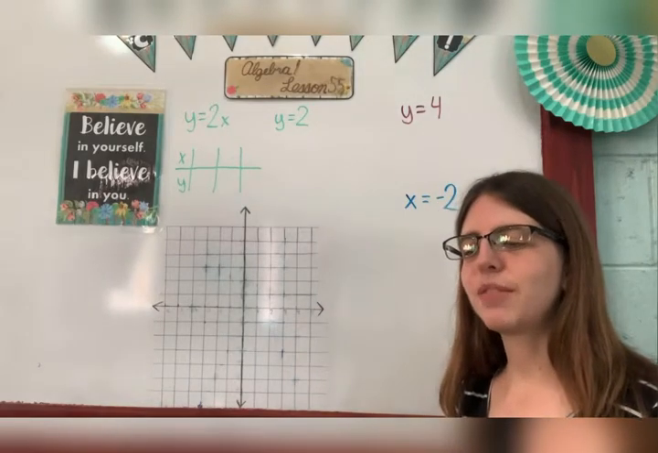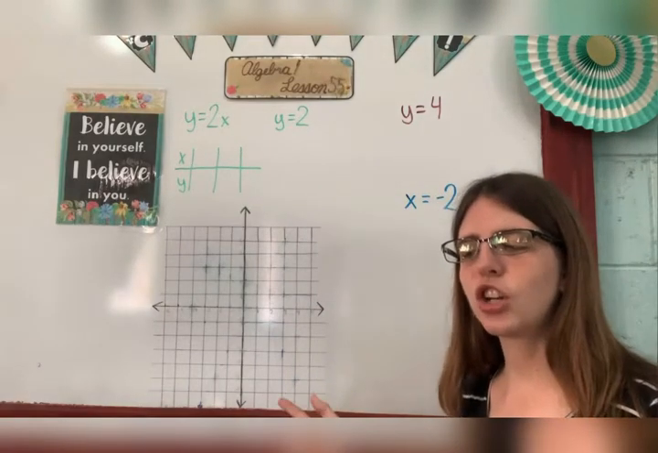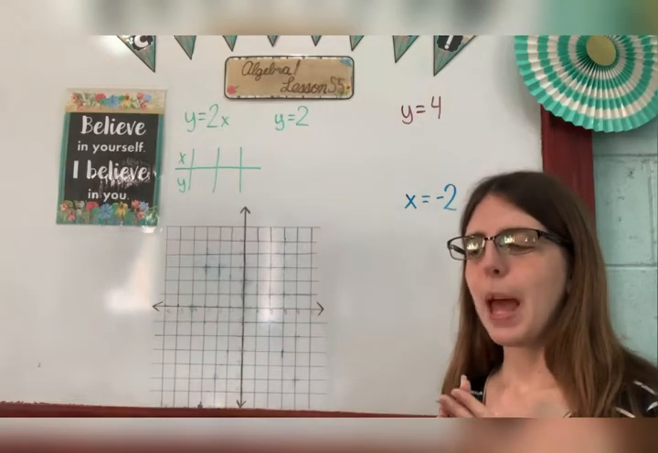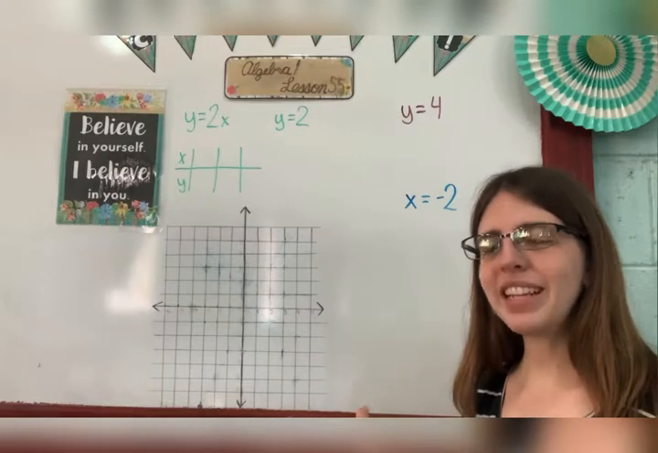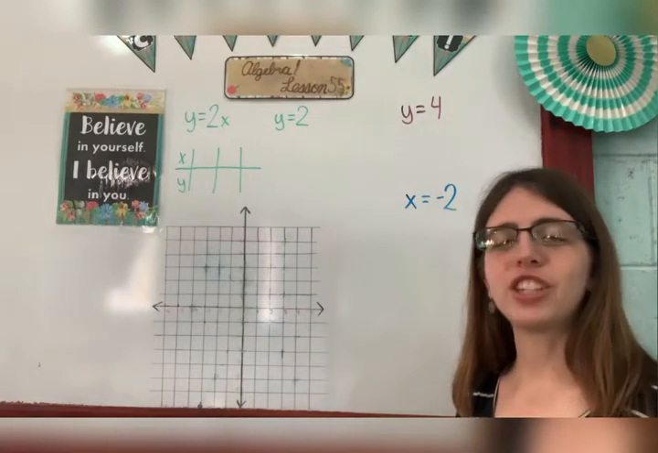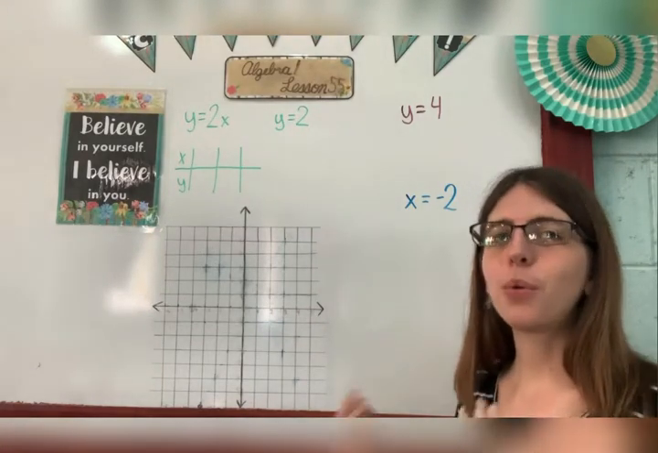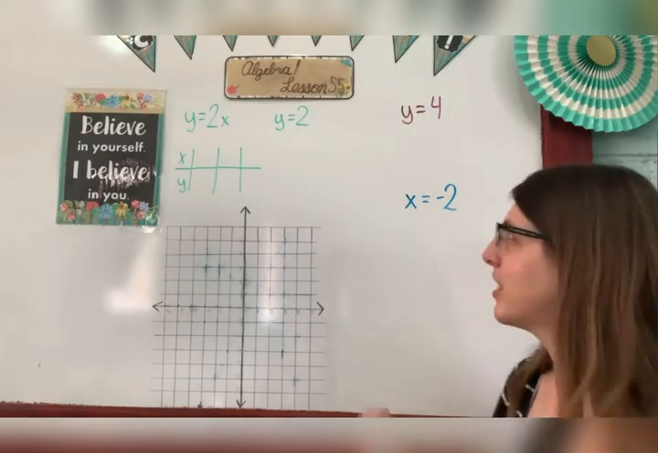So some equations of a straight line contain either an x term or a y term, but not both an x term and a y term. When this happens, the graph of these equations is either going to be a vertical line or a horizontal line. So let's look at this to start with.